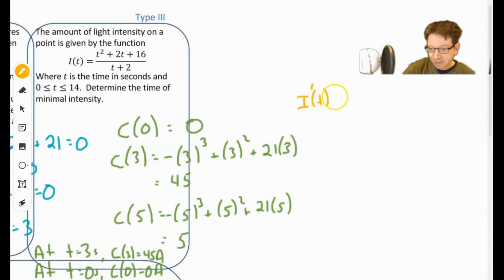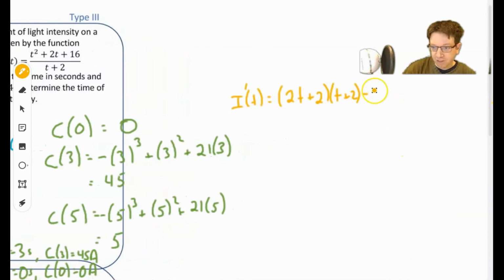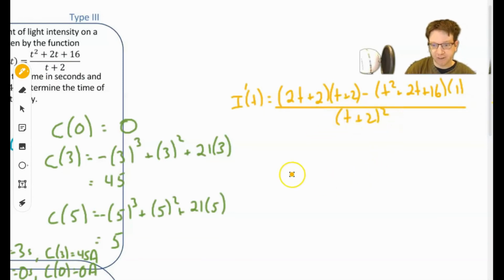So I prime of t. Let's apply the quotient rule. First, the derivative of the numerator, so we're going to get 2t plus 2. Multiply that by the denominator, t plus 2. Then we're going to subtract the numerator, t squared plus 2t plus 16, multiplied by the derivative of the denominator, which is just 1. And then divide all that by the denominator squared, so (t plus 2) squared.